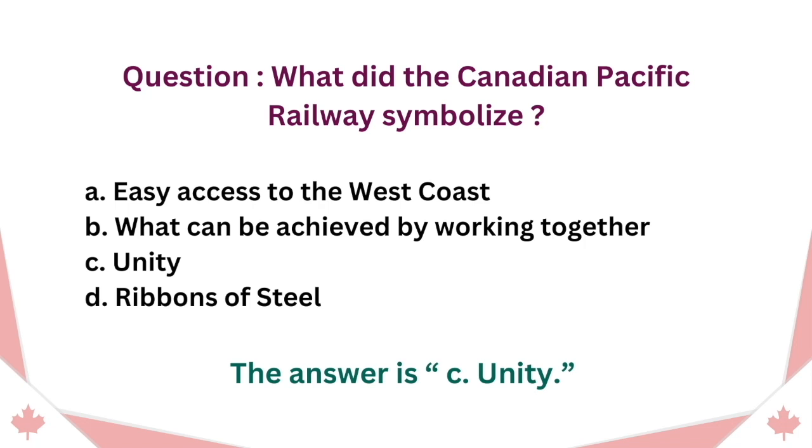Question: What did the Canadian Pacific Railway symbolize? A. Easy access to the West Coast. B. What can be achieved by working together? C. Unity. D. Ribbons of steel. The answer is C. Unity.